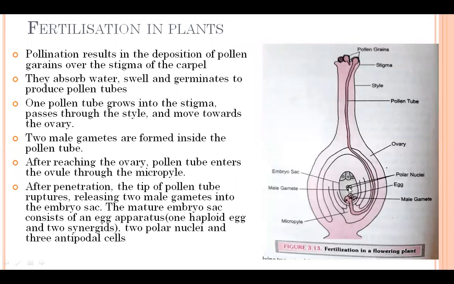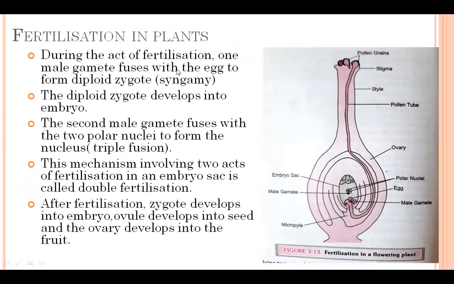And these three form the endosperm, and antipodal cells also provide nourishment and merge with the endosperm. Okay, so now what is happening after that? During the act of fertilization, when the male and female gamete are fusing together, one male gamete fuses with the egg to form a diploid zygote. That is called syngamy.